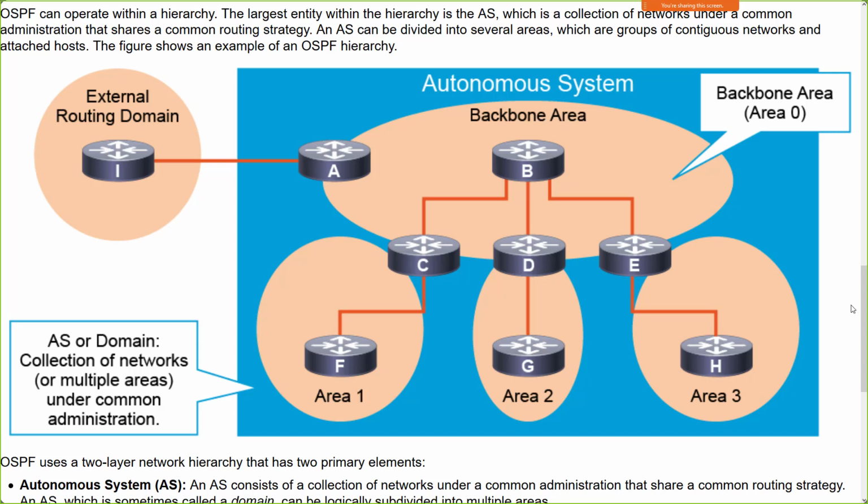So for example, router A, we'll just go from the top and work our way down here. The external routing domain, that could be EIGRP, it could be BGP, it could be static routes, it could be some other routing process, independent from OSPF. And router A in this case is taking routes from that external routing domain and redistributing those routes into OSPF. That makes that router an autonomous system boundary router, okay? So router A is what we call an ASBR.